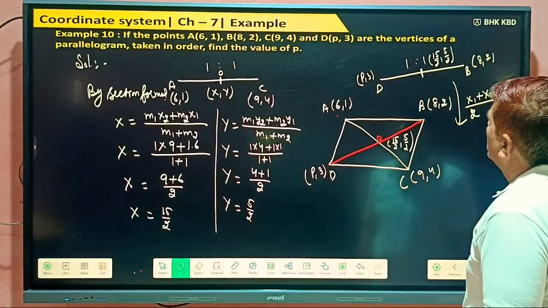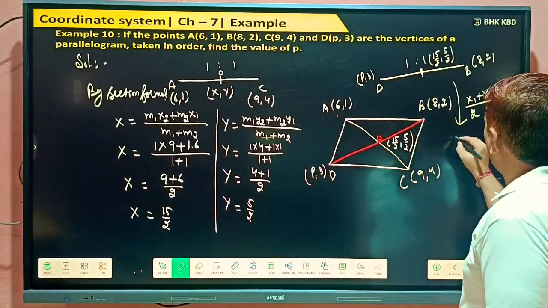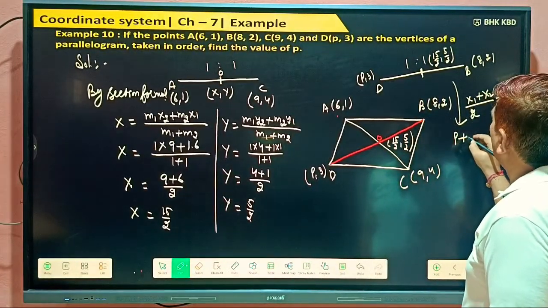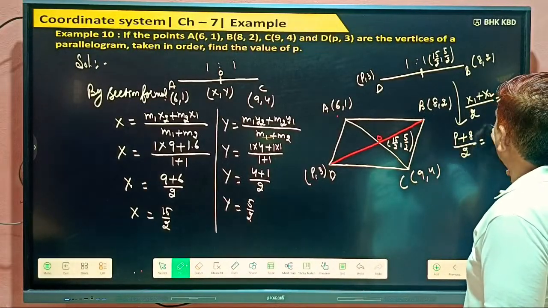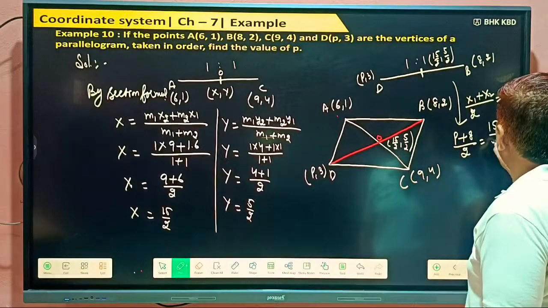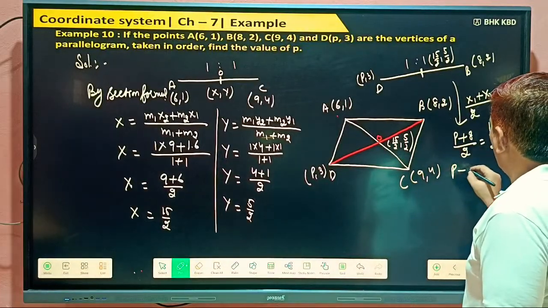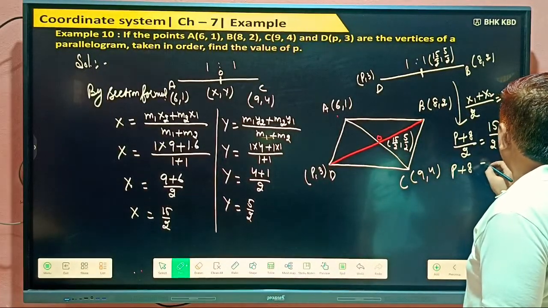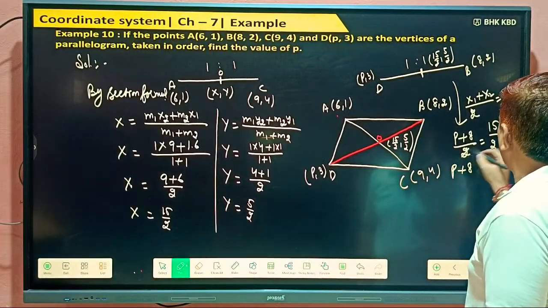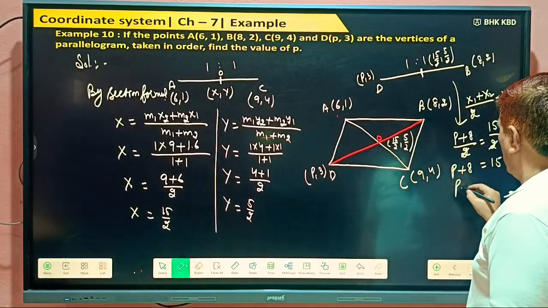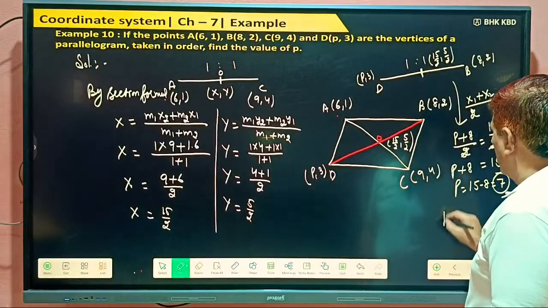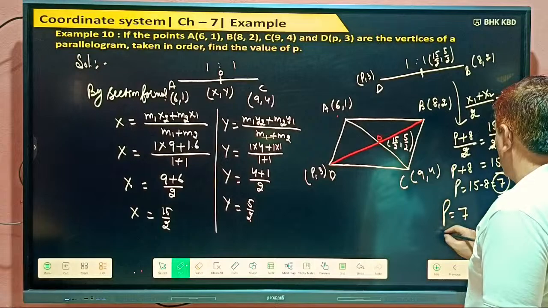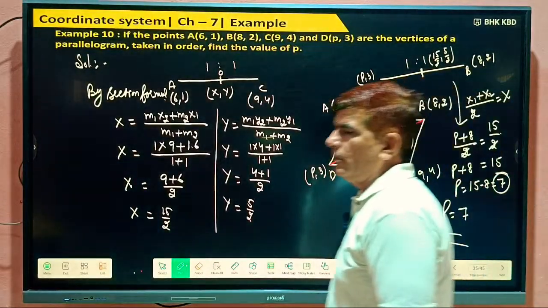Is X. So what's your X1? P plus X2, 8 by 2 is equal to what? 15 by 2. So P plus 8 is equal to 15. Cancel this 2. So P equals 15 minus 8. How much? So what's the value of P? P is equal to 7.